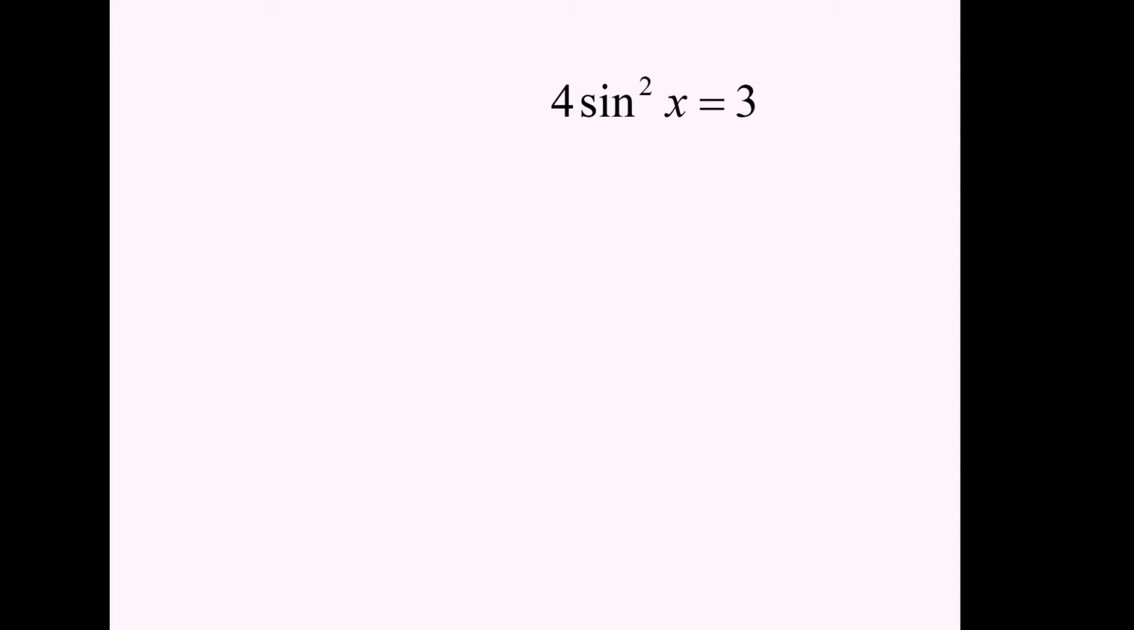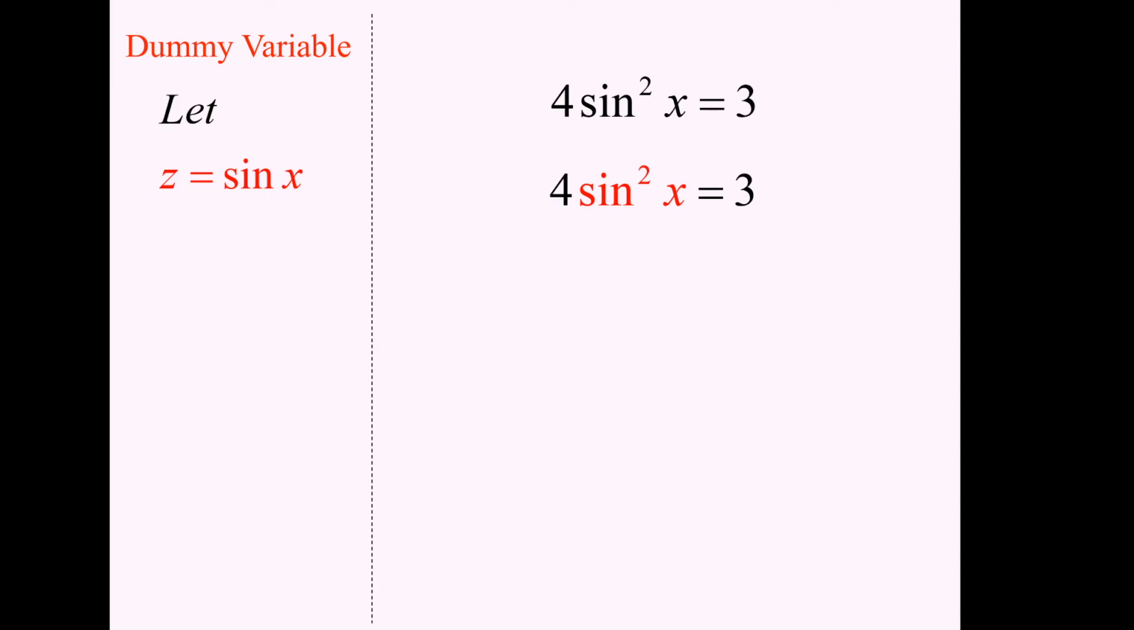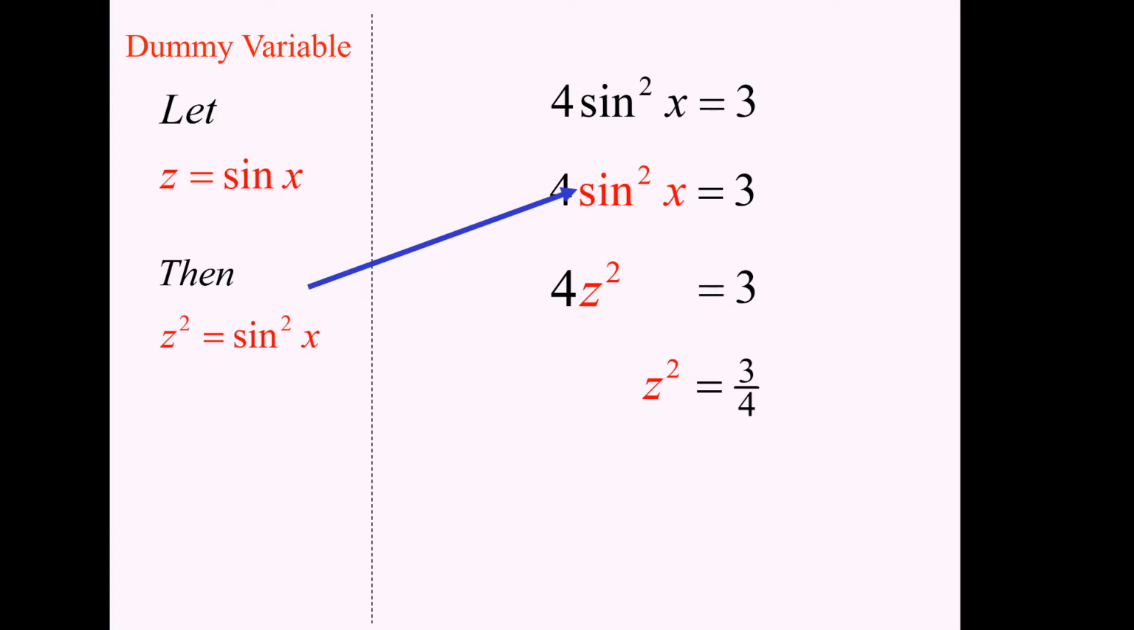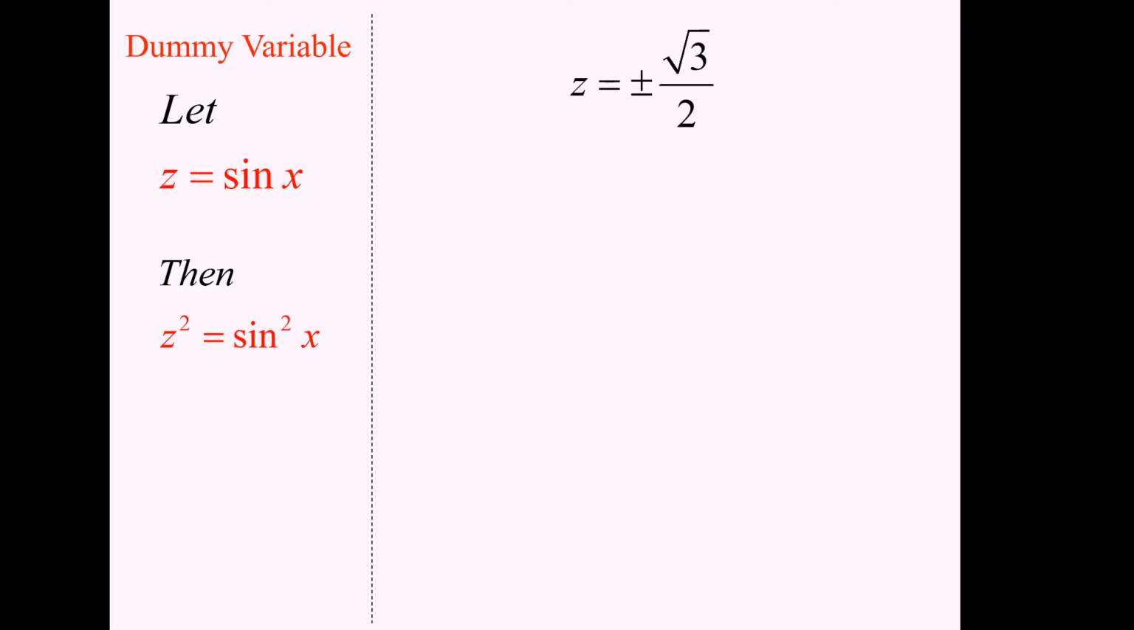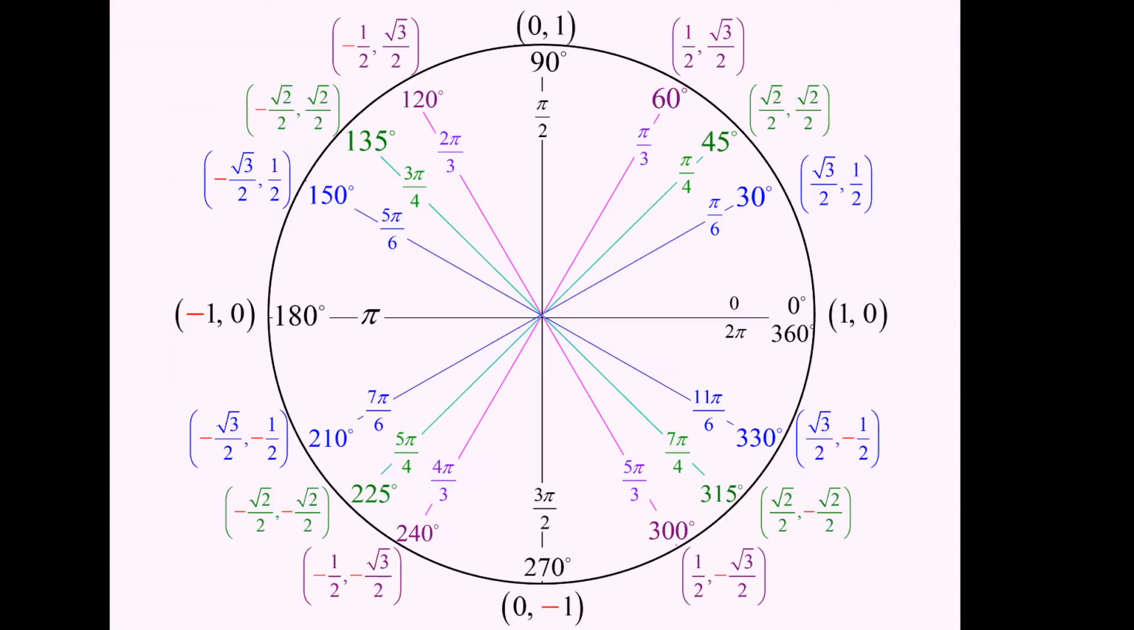And now, what about 4 sine squared of x equals 3? According to the equation, it's quadratic. People might consider using the dummy variable again, so z equals sine of x. We're using 4z squared equals 3. Divide by 4 on both sides, so we have z squared equals 3/4. Take the square root of both sides, and we have positive and negative root 3 over 2. This time we need to find the inverse sine of positive and negative root 3 over 2. So back to the unit circle, root 3 over 2, positive and negative.